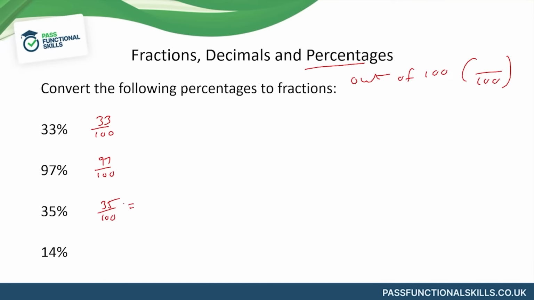But here we've got two numbers that can be divided by 5. 35 divided by 5 is 7. 100 divided by 5 is 20. So 35% is 7/20ths as a fraction. 14% is 14 over 100, 14 hundredths. We've got two even numbers, so divide top and bottom by 2, we get 7 over 50. There we go. So nice and easy converting percentages to fractions if you remember that a percentage is a fraction out of 100.